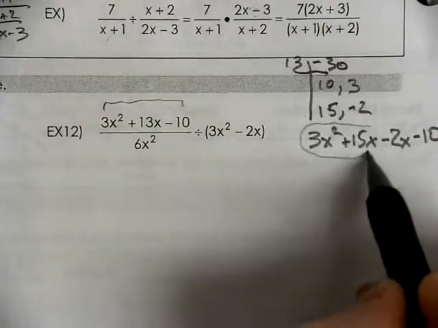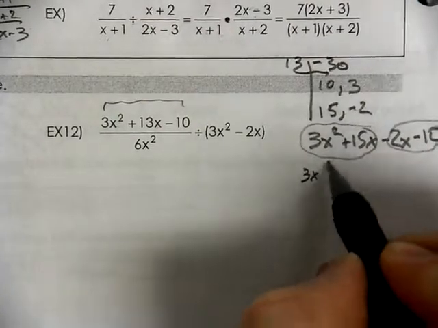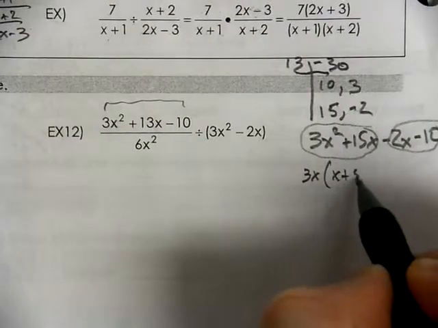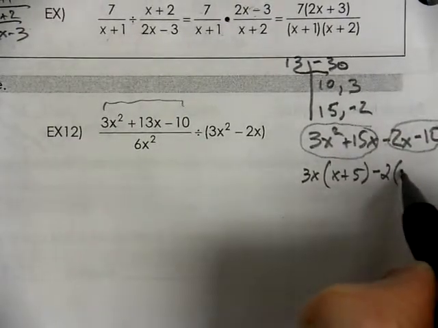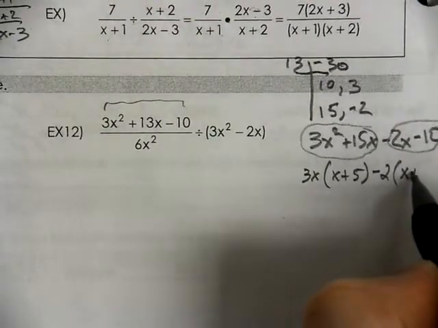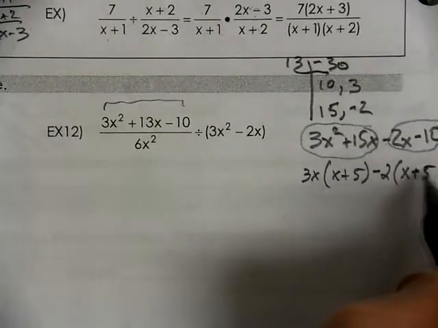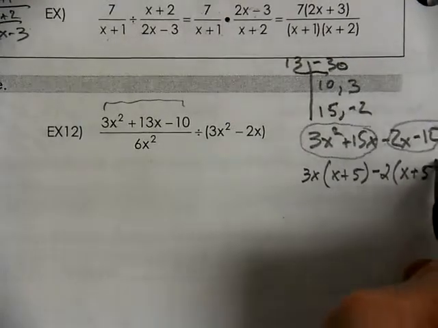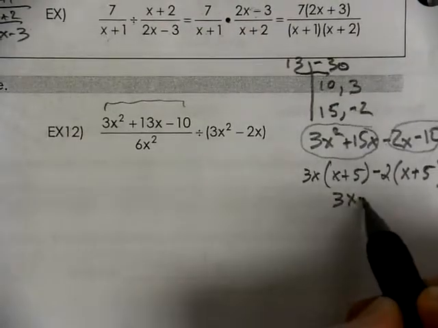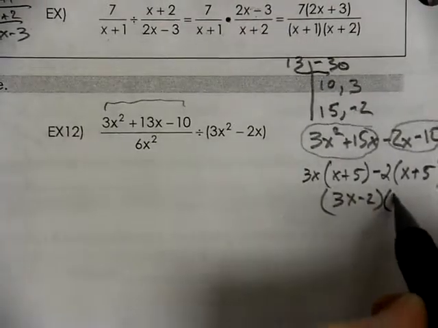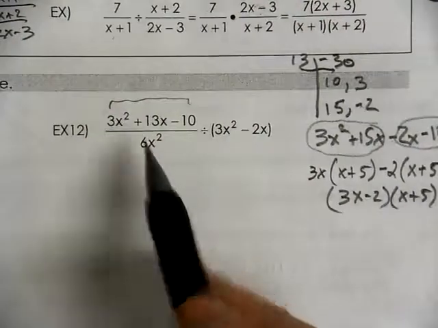We factor by grouping like we did in an earlier lesson. 3x with an x plus a 5. Bring down your sign, factor out a 2, and you have an x positive 5. Careful on that. A lot of people mess this up. Negative 2 and a positive 5 make a negative 10. What's inside the parentheses are exactly the same. So you have 3x minus 2 and you have x plus 5. We have just factored apart the numerator.